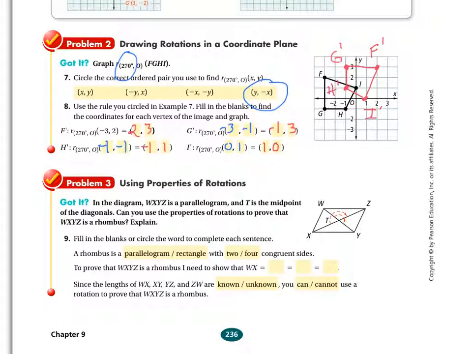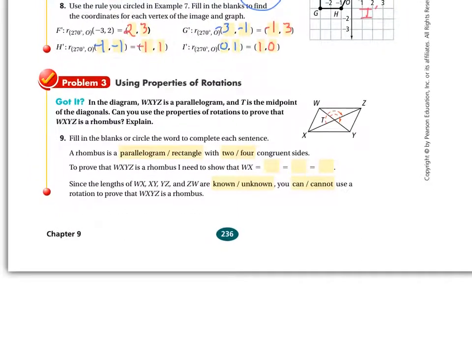It's a lot easier to do it in the coordinate grid without your protractor, right? And your compass. Okay. So you're going to do several of those types of problems today on your homework. So then look at problem 3.